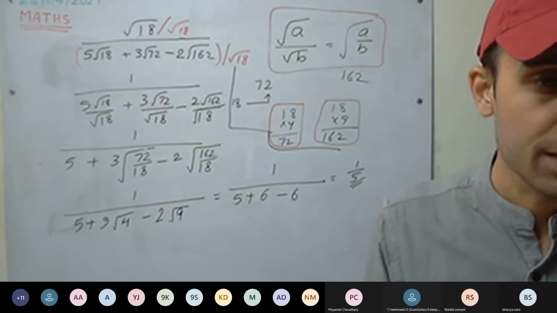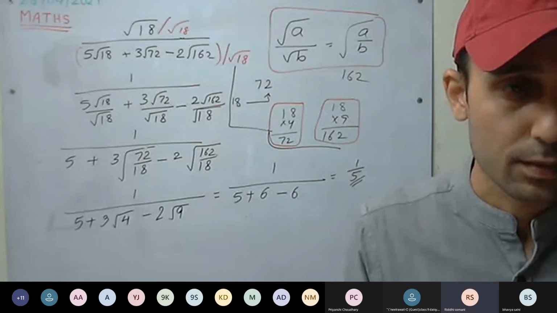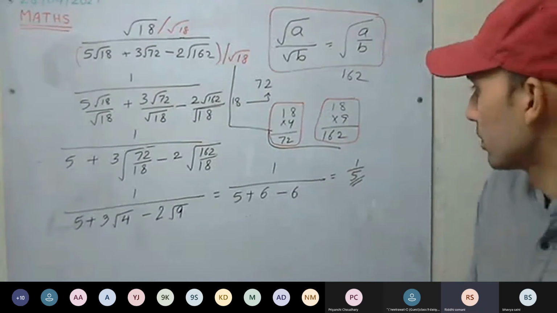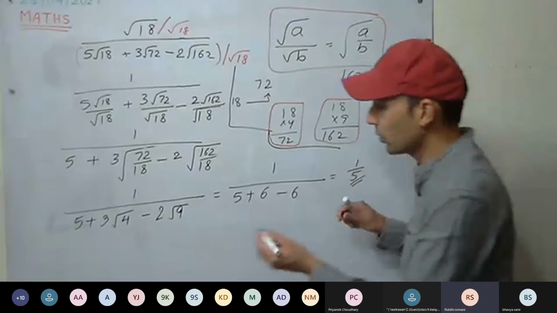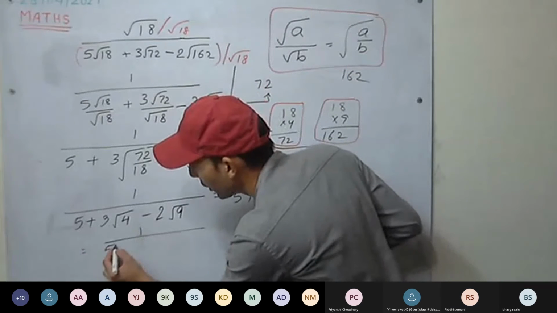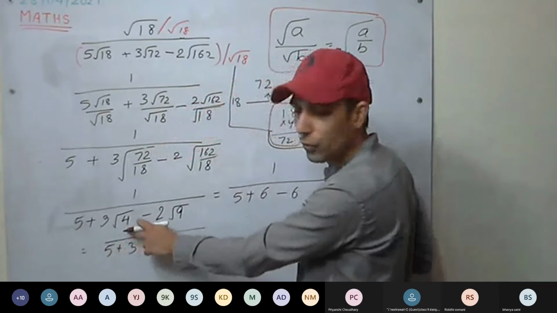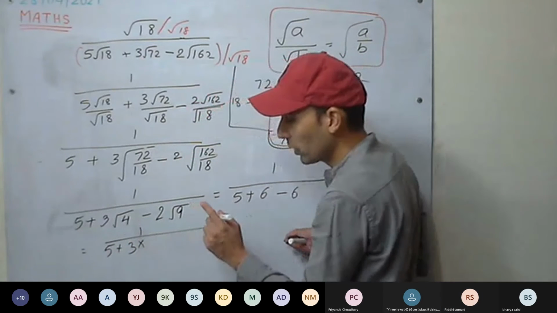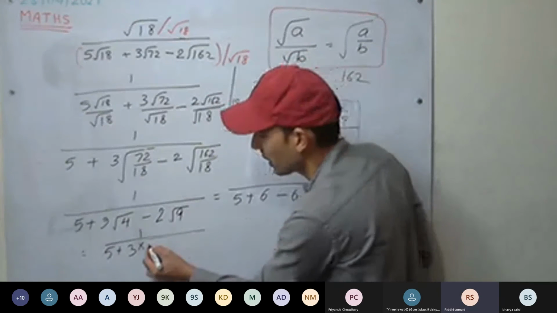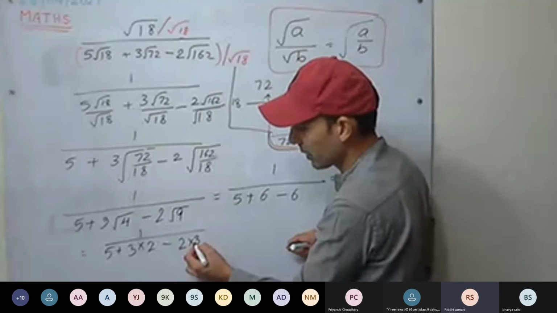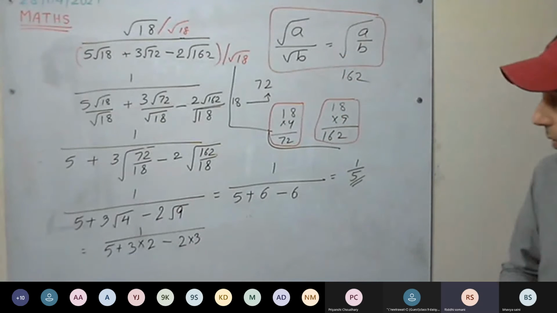Sir, I have a doubt. In that last step, how did 3 root 4 convert into plus 6? Okay, one more step: 1 divided by 5 plus 3 root 4. What will be the value of root 4? It will be 2. And 2 root 9, root 9 is 3. Understood now? Okay, sir.